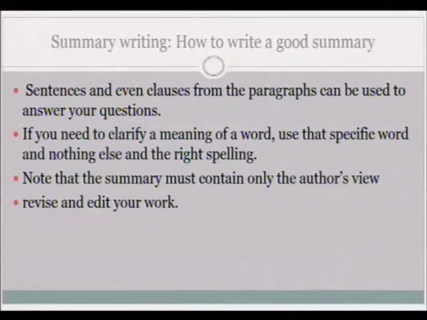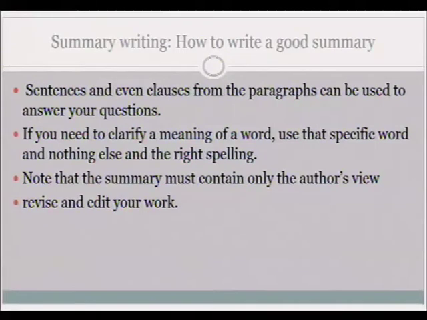If you need to clarify a meaning of a word, use that specific word and nothing else, and the right spelling. All right, the word that you think needs to be explained, just use that one and make sure that you spell it correctly. Note that the summary must contain only the author's views. We've said that in what a good summary is.